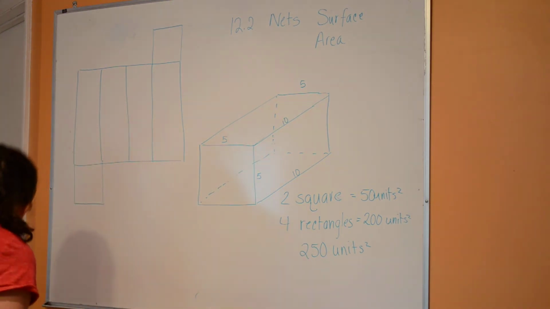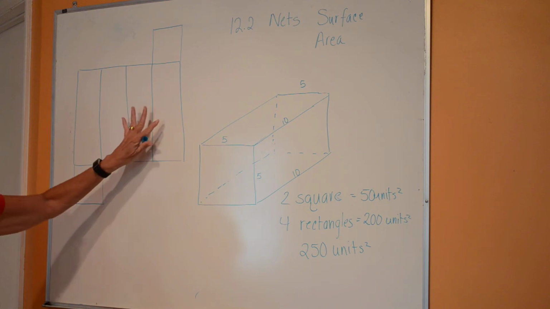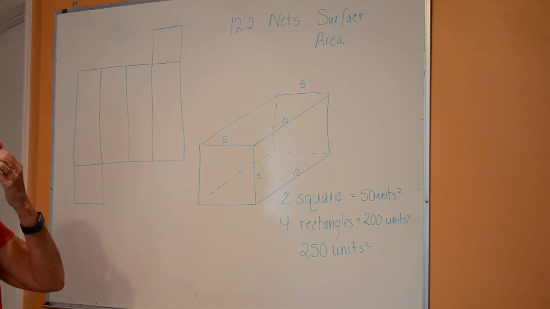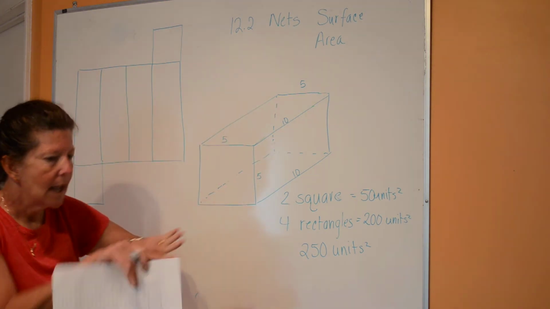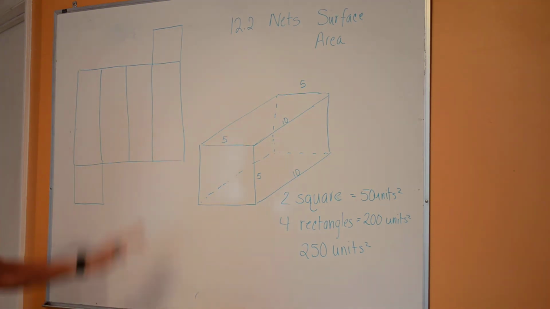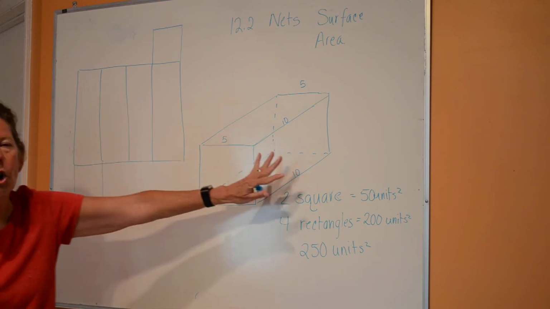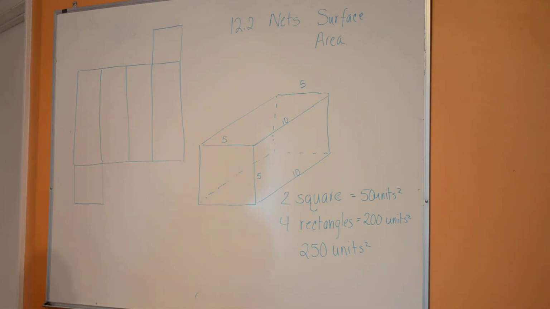The other way of doing this is to draw a net drawing. And the net drawing is basically if you cut this and laid it flat, like you decomposed the box, you would have a shape like this. Now I almost always do it this way and very rarely do it that way. It's going to be up to you which way you think is easier.